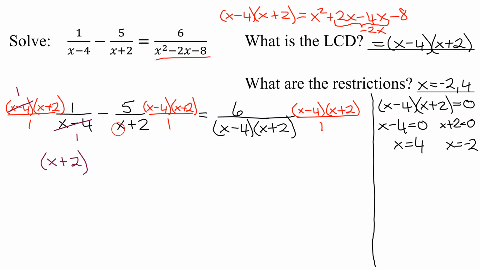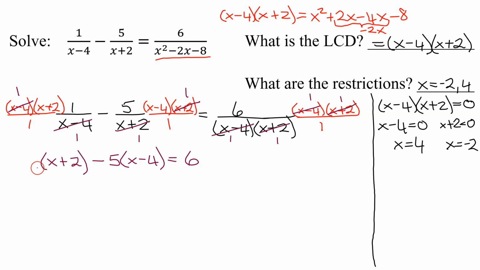Second term, my x plus 2's reduce from the numerator and the denominator, and I get minus 5 times x minus 4 times 1, all divided by 1, so that's just 5 times x minus 4. Equals, in the last one, the x minus 4's reduce, the x plus 2's reduce. I get 6 times 1 times 1, which is 6, over 1 times 1 times 1, which is 1. So 6 over 1 is 6. So now notice multiplying by the LCD got rid of all my denominators. And now I have a simple linear equation I need to solve.